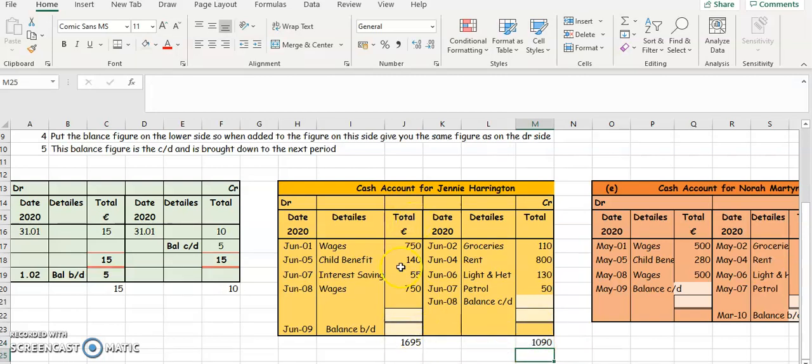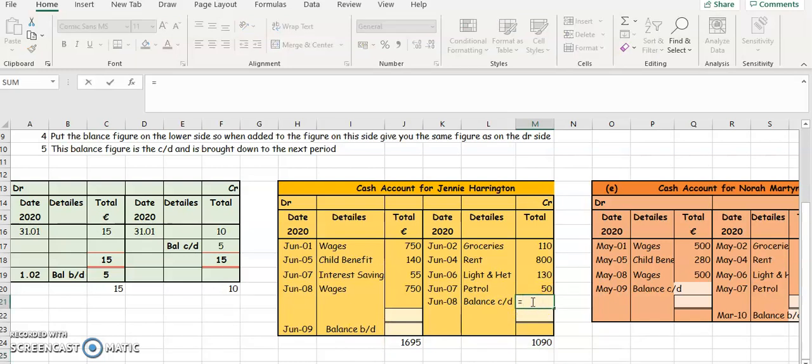So this is the money that's come into the account. Remember, the debit is money that's coming into the account. So we have 1,695 coming into the account. Your credit is money going out of the account, or what we're spending. So we only spent 1,090, so we haven't spent all our money. So what's the difference, or what's left over? Remember, the balance is the difference between the two sides.